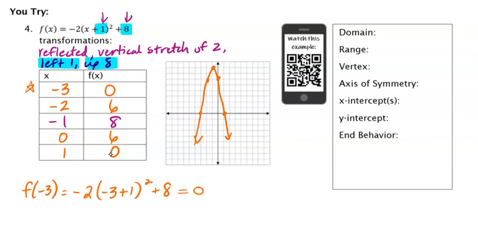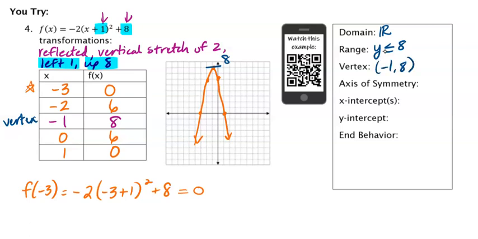All right, let's talk about our features. The domain of any parabola is always going to be all real numbers because it will always go forever and ever to the left and the right. The range, because it's upside down, is going to be, all my y values are going to be less than or equal to whatever my highest y value is. And that highest y value here is 8. So my range is going to be all my y values less than or equal to 8. The vertex we already talked about. That's the thing we put in the middle of our table. So that is -1, 8.